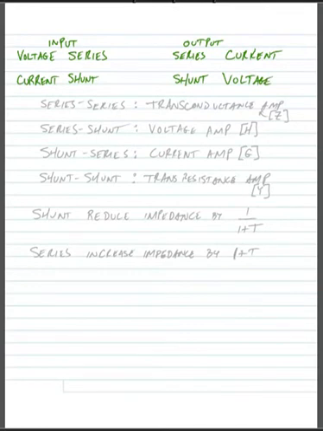So our types of amplifiers are series. This means that we would output a current, input a voltage. So we would have a trans resistance amplifier, a transconductance amplifier. We have series shunt. Output a voltage, input a voltage. This is our basic voltage amplifier.